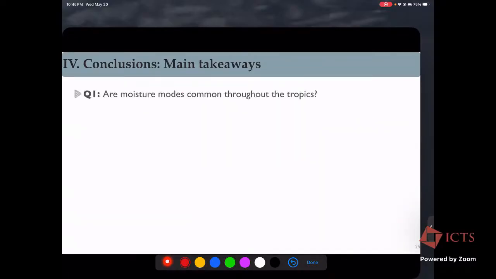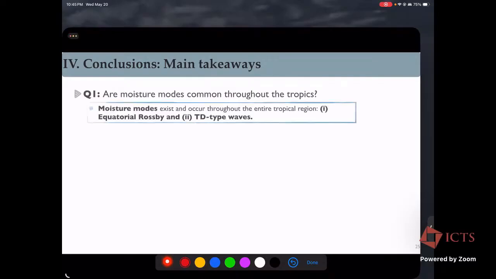Okay, let's go with the main takeaways, the main conclusions. If you go back to our first question, we asked whether moisture modes exist over the tropics or not. We used some criteria and demonstrated that the quasi-Rossby waves and TD waves are moisture modes in the whole tropical domain. The Madden-Julian oscillation also satisfies some conditions to be considered a moisture mode, but these two waves are the ones that really satisfy all the conditions to be considered moisture modes.